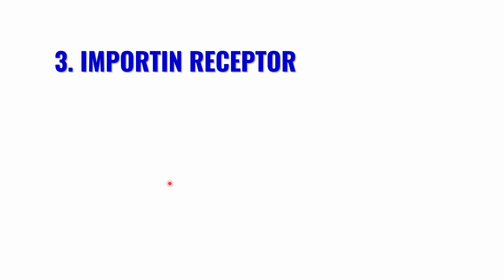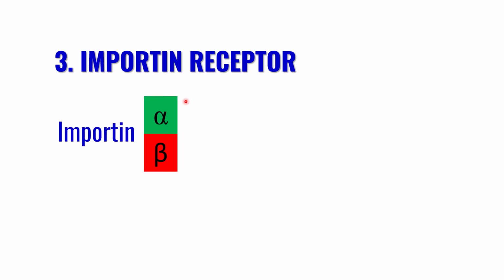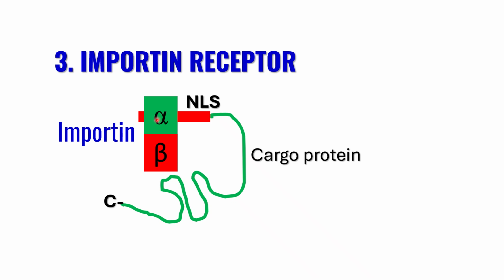The receptor is made up of essentially two subunits, alpha and beta subunit. The alpha subunit is responsible for selection of the cargo having NLS in their N-terminus region. The beta subunit on the other hand is responsible to import or to transport this cargo and receptor complex through the nuclear channel.